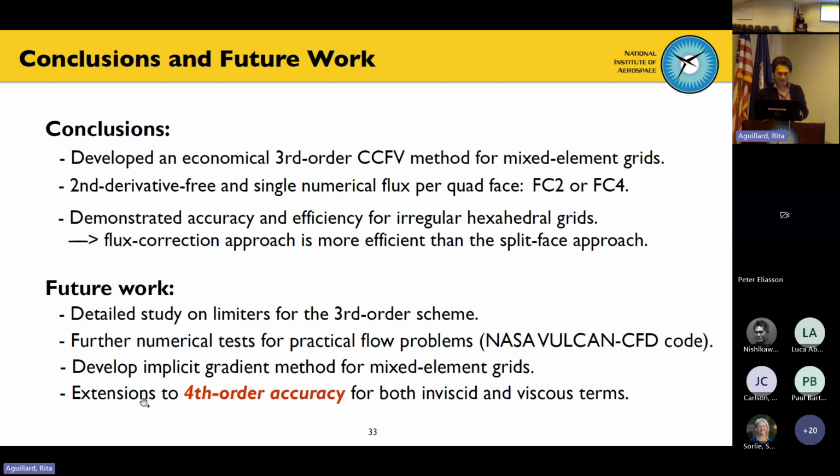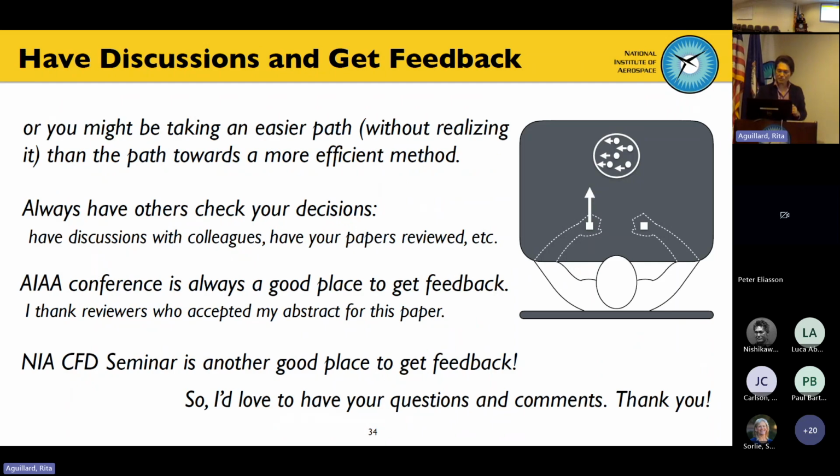And another big future work is the extension to fourth order accuracy for both implicit and viscous terms. This is possible, but this time we have to compute and store second derivatives. So the question is whether it is worth doing. And I think it is, but I'd like to find out. I already have fourth order viscous schemes, so I need to implement fourth order implicit schemes. Anyway, it's good to have discussions and get feedback, or you might be taking an easier path without realizing.